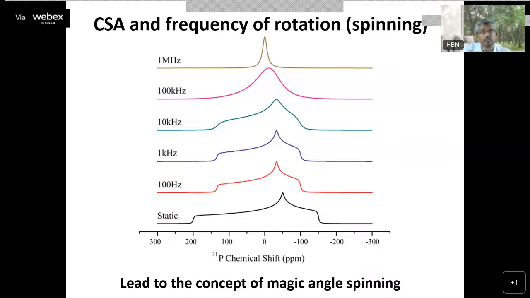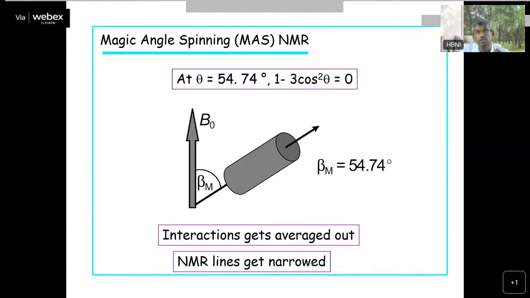And this leads to the concept of magic angle spinning. So keeping the sample at a particular angle, then spinning at very high speed. This is our strategy. Due to this process, interactions get averaged out and you get significant line narrowing. This is what Andrew and Lowe did, which revolutionized solid state NMR spectroscopy, and we can get high resolution NMR signal from solid samples.